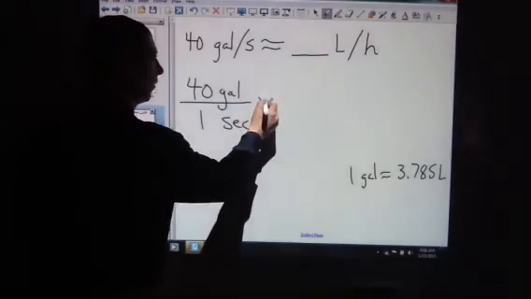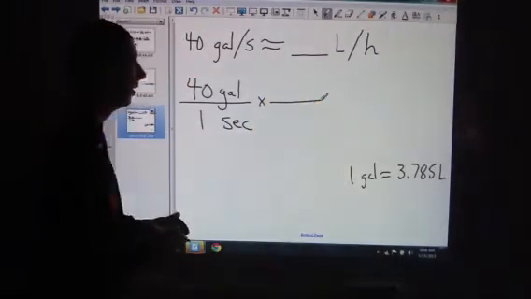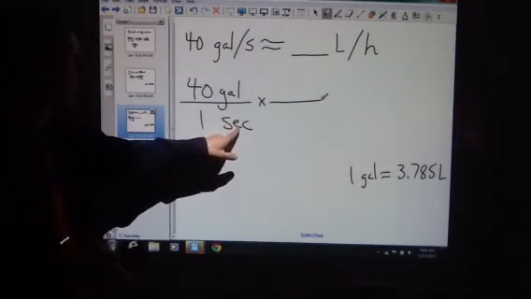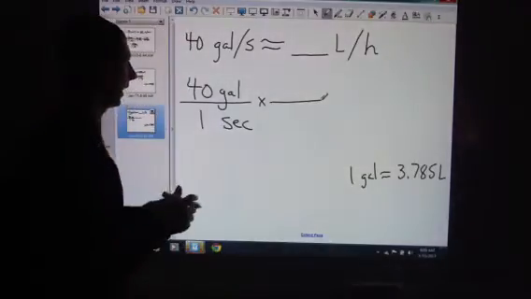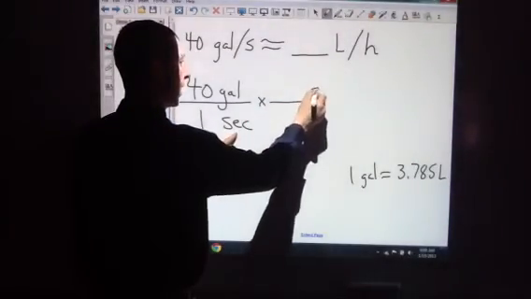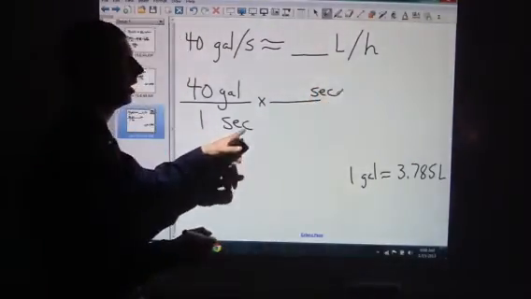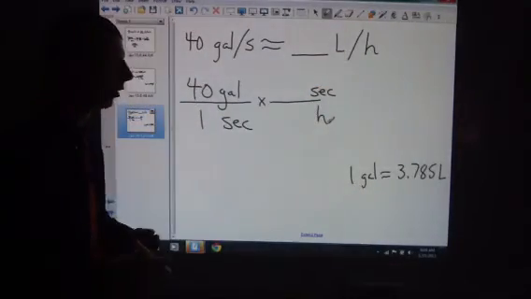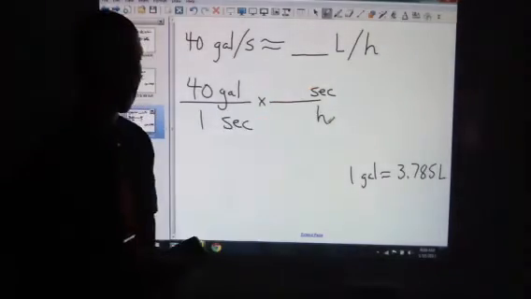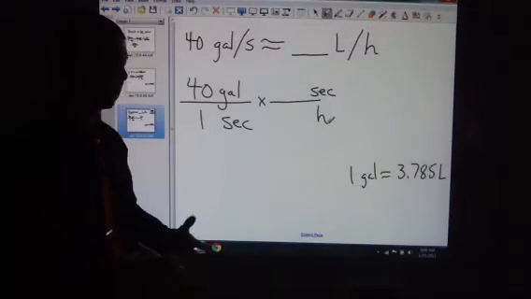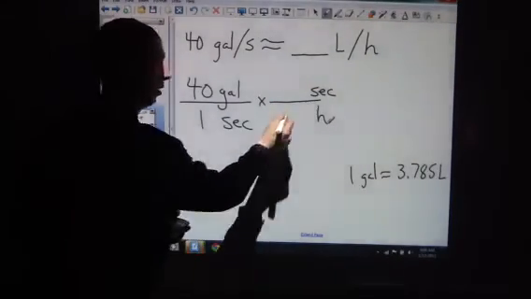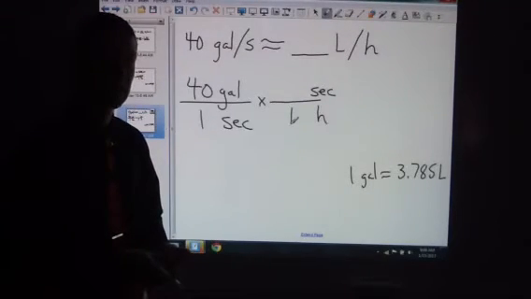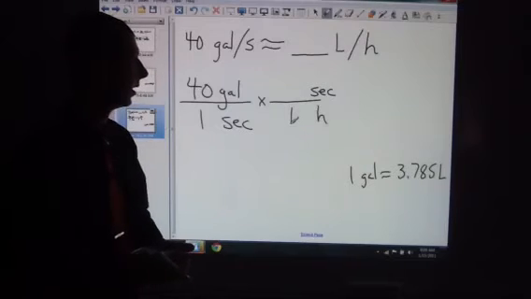Now we need a conversion factor, so we'll multiply here. I have to change one of them at a time. I'm going to do seconds to hours first. I want to get rid of seconds, so I'm going to put seconds up here so it cancels, and I want to get to hours, so I'll put hours down here. Now, this might take a little bit of thought. How many seconds are in an hour? Well, there are 60 seconds in a minute and 60 minutes in an hour.